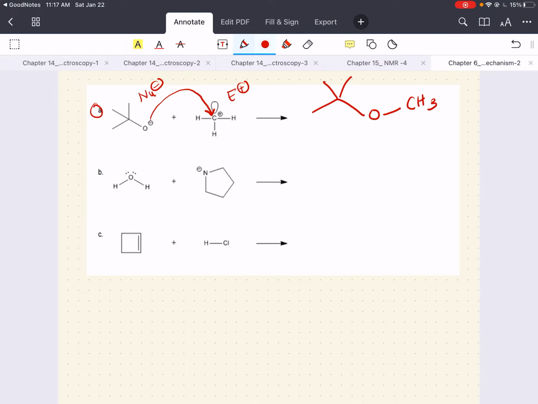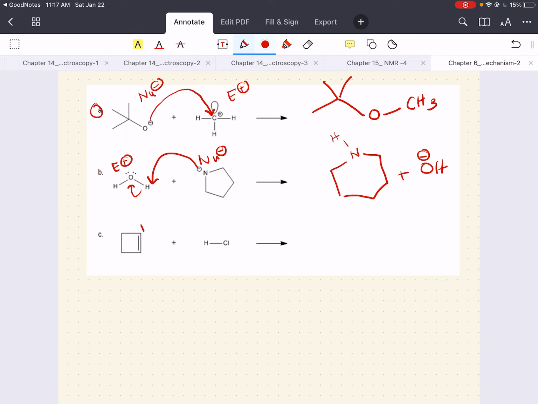Fantastic. Now, here we have a negative charge on our nitrogen. This is going to act like our nucleophile. So that means our water here, in this case, is going to act like an electrophile. What's going to happen here is this nitrogen is going to want to steal a hydrogen from this electrophile, and then dump the electrons there. And so what we are going to form here is a nitrogen with a hydrogen bond and a hydroxide ion. Fantastic.